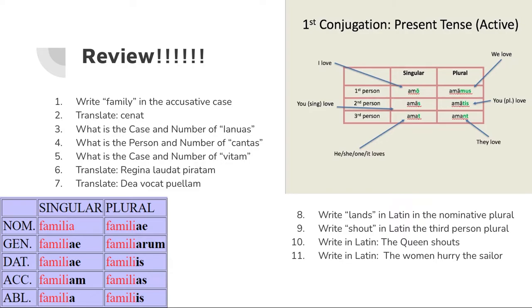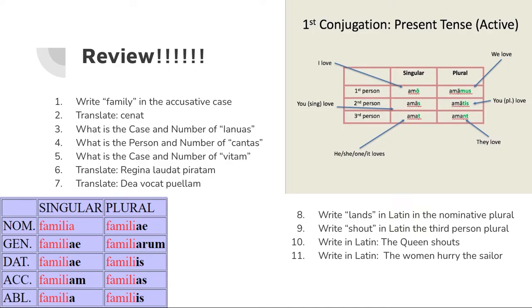And yes, let's continue. Let's write family in the accusative case. What is the nominative of the word family? Familia, right? How do we write that in the accusative case? If we look at the chart on the bottom, it gives us familia. Family is accusative singular, by the way. If we go to the accusative singular case, it's familiam, because we know accusative singular always ends with am. So familiam. That's the first question.